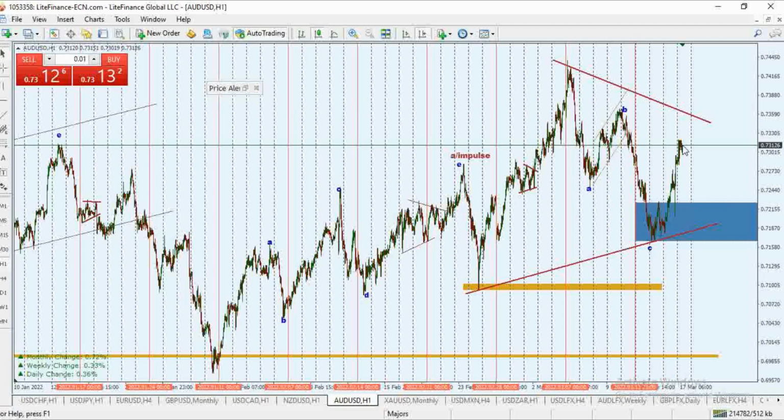So possibly I want to wait for some consolidation around this environment, and only then will I look for the next bullish opportunities to the upside.